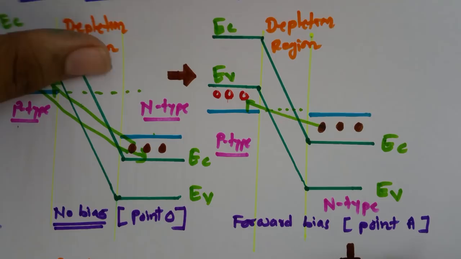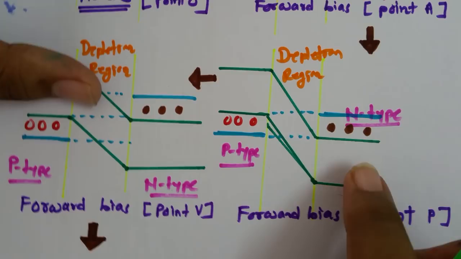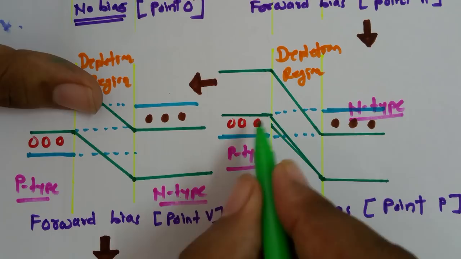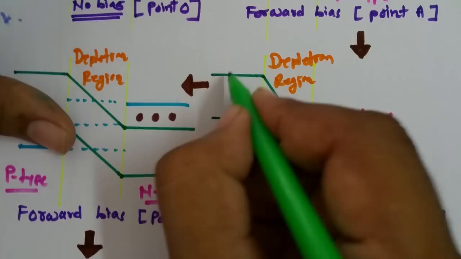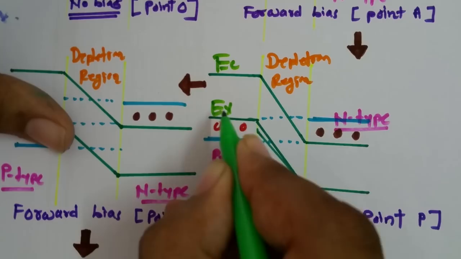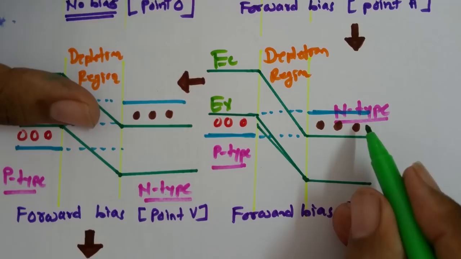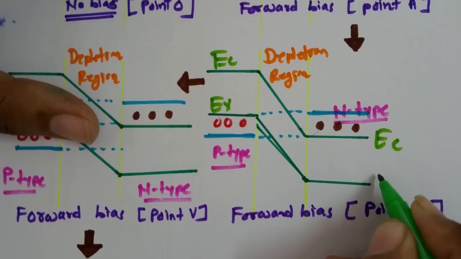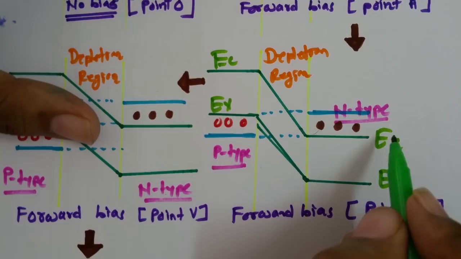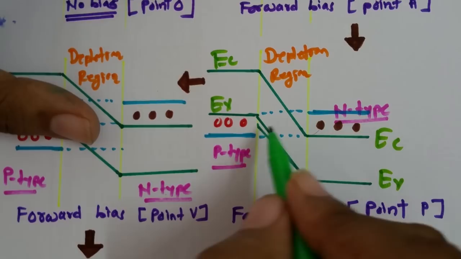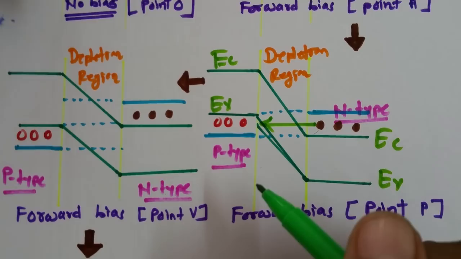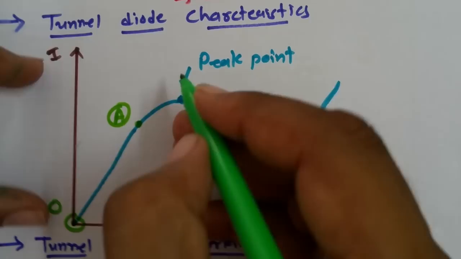Now as we further increase the forward bias voltage, in this diagram, the holes of the valence band in p-type material, where this is the conduction band of p and this is the valence band of p, and the electrons of the conduction band in n-type are almost parallel to each other. Here this is the conduction band of n-type and valence band of n-type. Both are almost parallel to each other, and tunneling is happening like this. In that case, it reaches the peak point in the characteristic, which I have shown as point P.